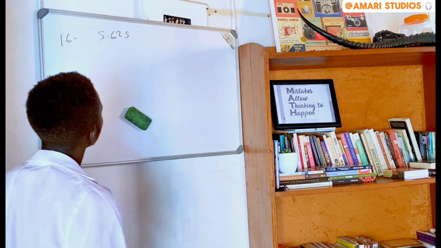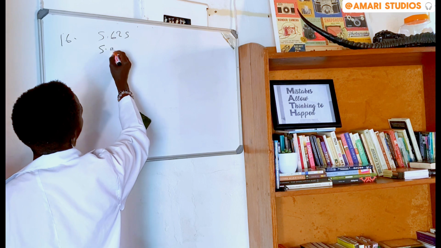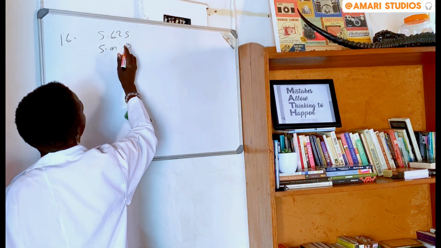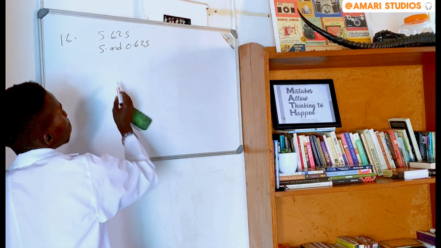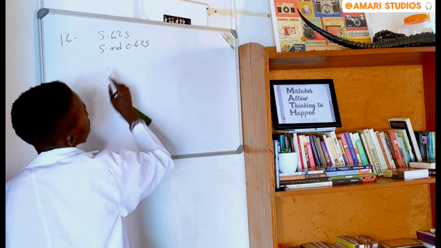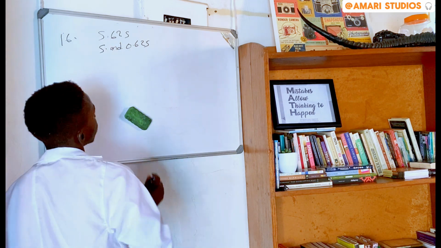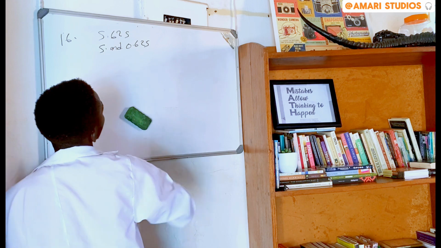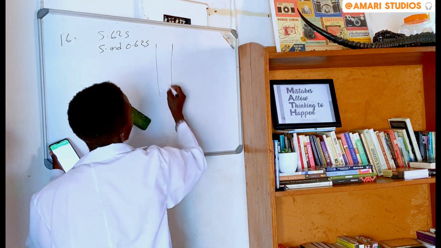So the first thing that we're going to do is separate these numbers, of which we're going to have 5 and 0.625. If you add 5 and 0.625, they still give you 5.625. And now we are going to convert 5 as a whole number into base 2. So this is how we convert.